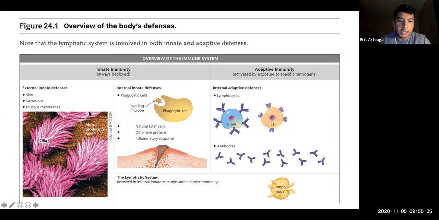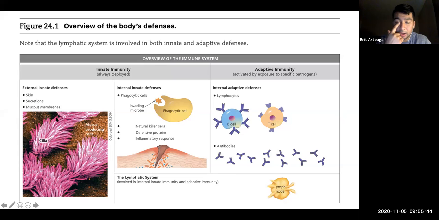All right, so here's the innate immunity. The innate immunity includes skin, secretions, mucous membranes, including your stomach acid, right? This helps protect against infection or invasion of your GI tract. Your skin, or the integument system, is also incredibly important for protecting against infection. This is all a part of the innate defenses, right?